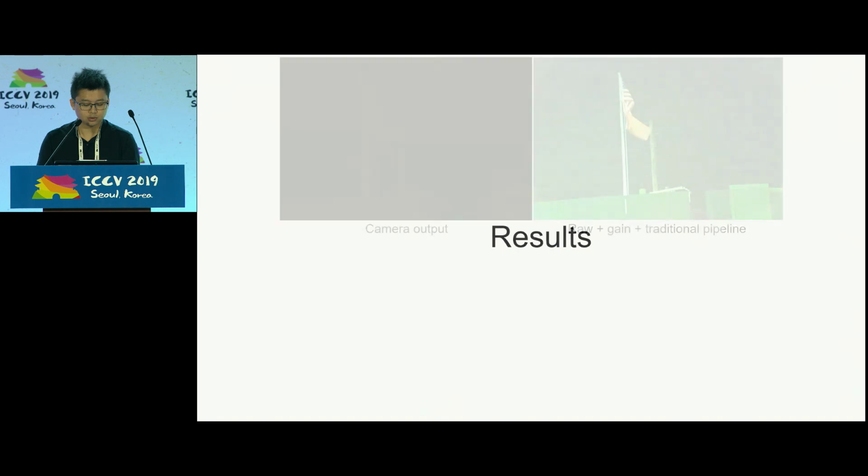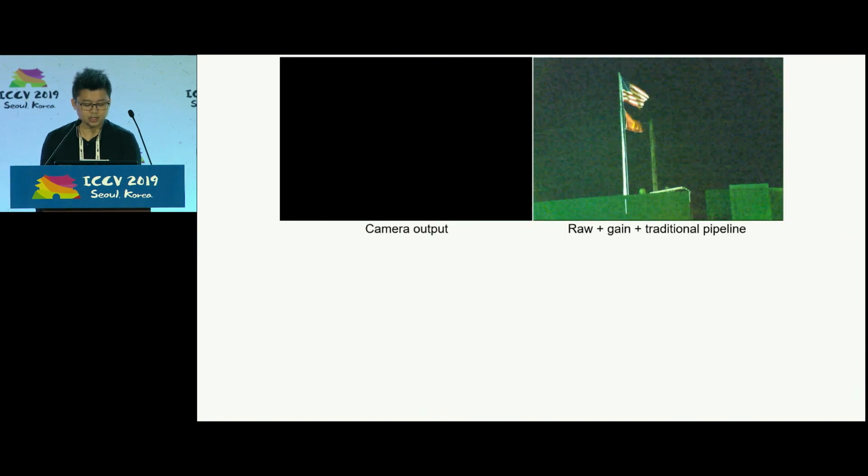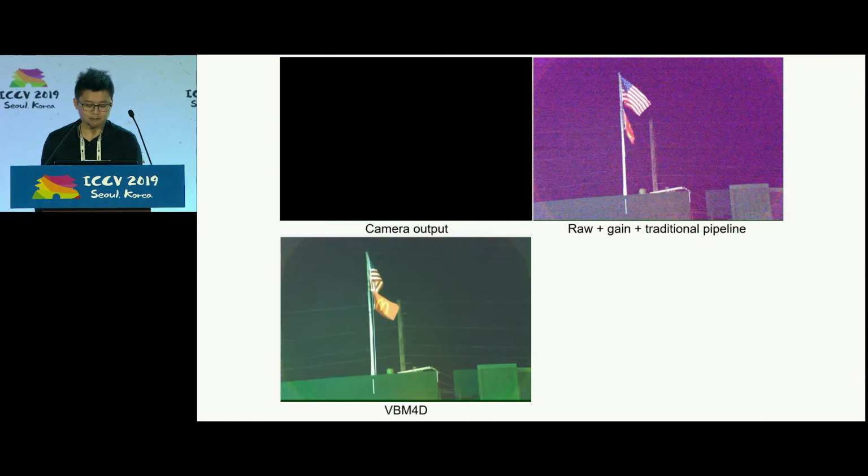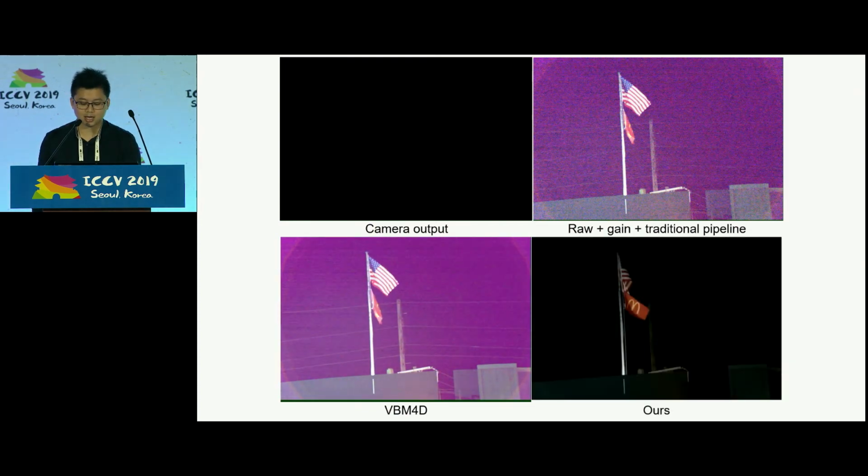Now we will show some results. The first video is the camera output from a Sony DSLR camera. The second video is the result by simply upscaling the intensity in the raw data. The third video is the result by applying traditional VBM4D. The last video is our result.